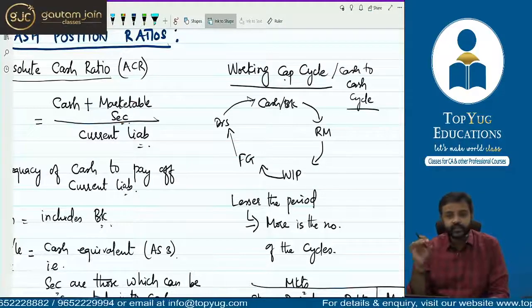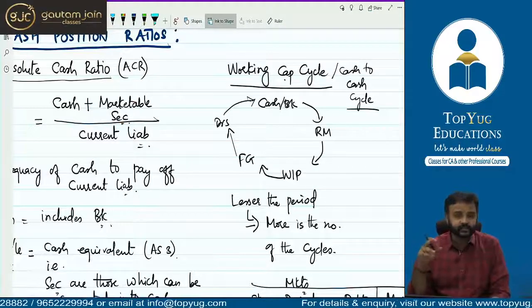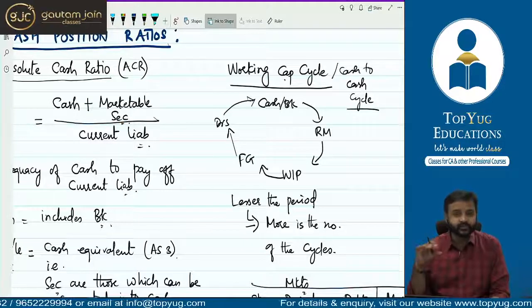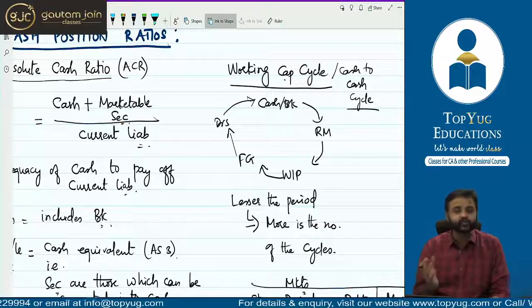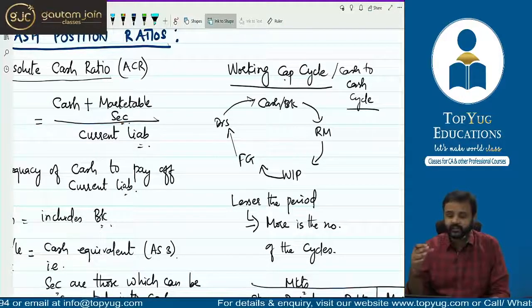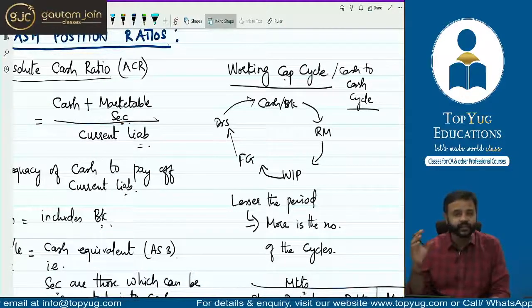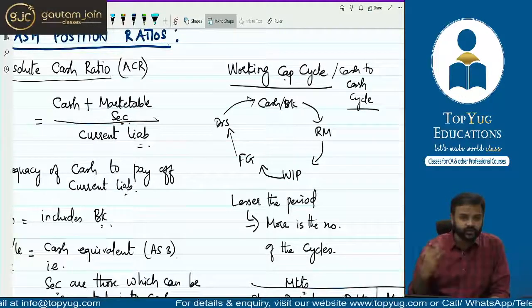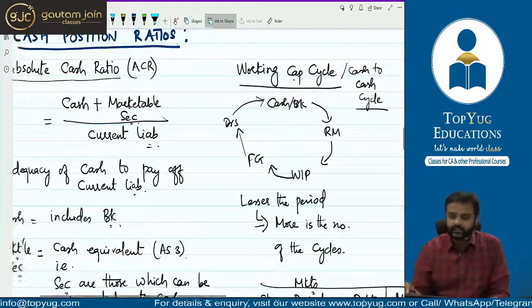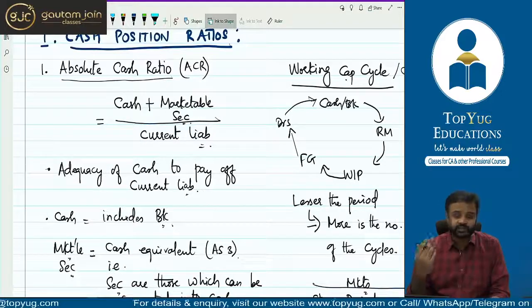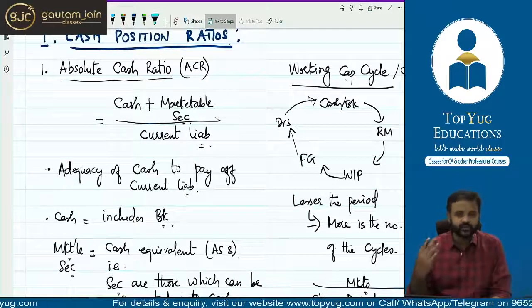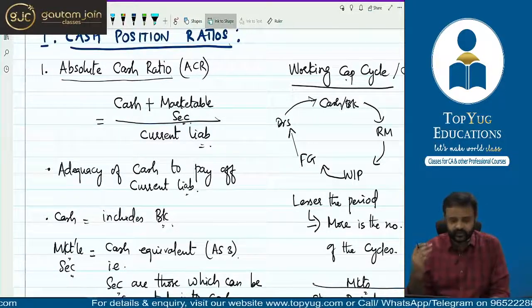And then we said that this cycle has to move faster. That means the period, the time which is taken, should be lesser and lesser. The lesser the time taken, the more is the number of operating cycles, the more is the number of these working capital cycles which is possible. And the more the number of cycles, you can say the more efficient, right? More is the efficiency, more is the efficient management.